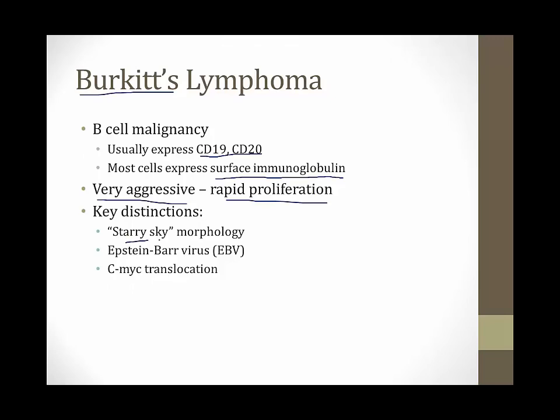And it has three distinct features that you need to be aware of, especially for Step 1. First is the starry sky morphology. I'll show you a picture of that in a minute. Second is the association with Epstein-Barr virus, and finally is the C-Myc translocation.